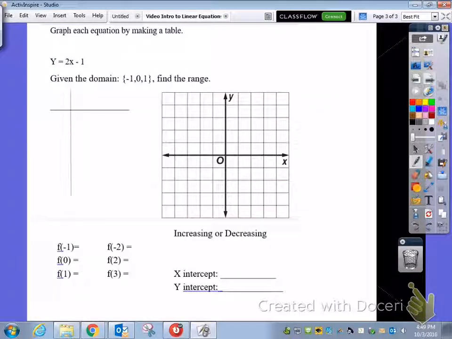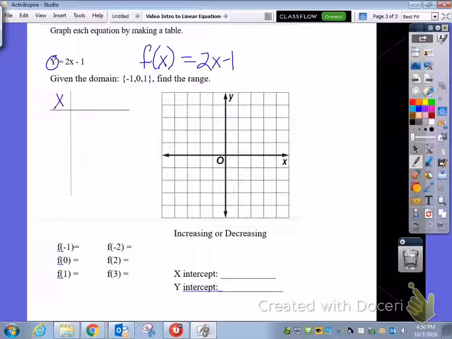Next, we're going to graph by making a table. Okay, so a couple of different things. y equals 2x minus 1. Another name for y, remember, is f of x. And I want you to start seeing that. So I could also write that f of x equals 2x minus 1. Okay? So you can either say y equals 2x minus 1 or f of x equals 2x minus 1.